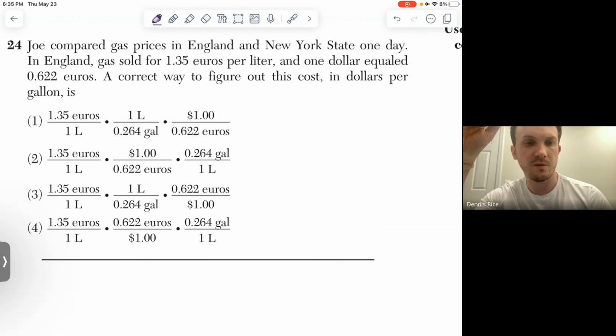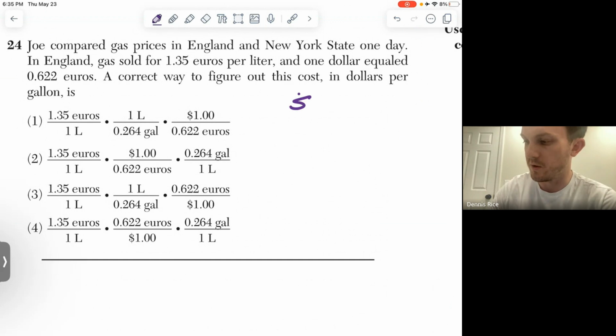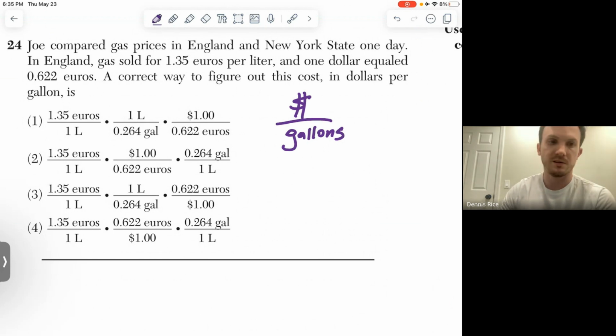In England, gas sold for 1.35 euros per liter, and $1 equaled. Oh, maybe our trick won't work here. This one's a little weird. A correct way to figure out this in dollars per gallon is, so we wanted to say dollars per gallon when we're all done. I'm curious if there's going to be more than one choice that works out. The trick that we're looking for is canceling. What's left after should be dollars up top and gallons on the bottom. Let's see which one works out.